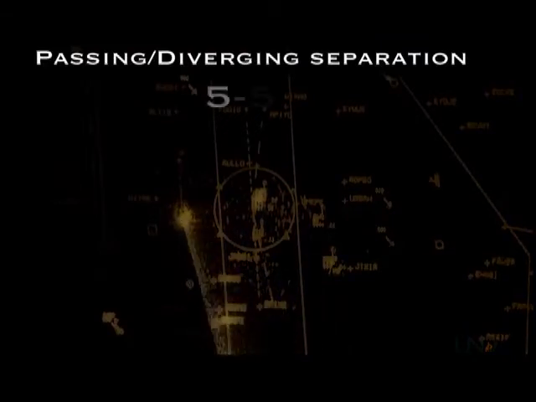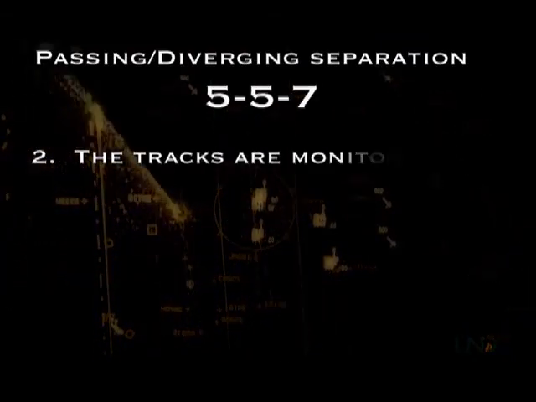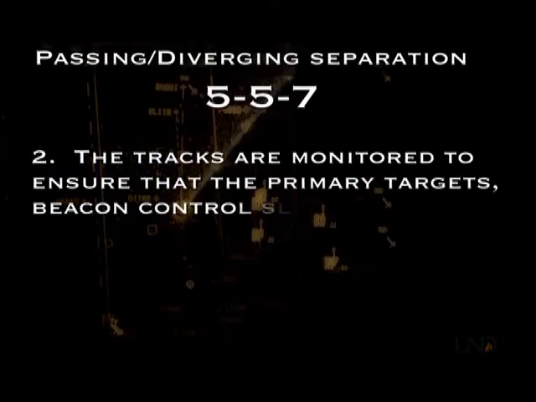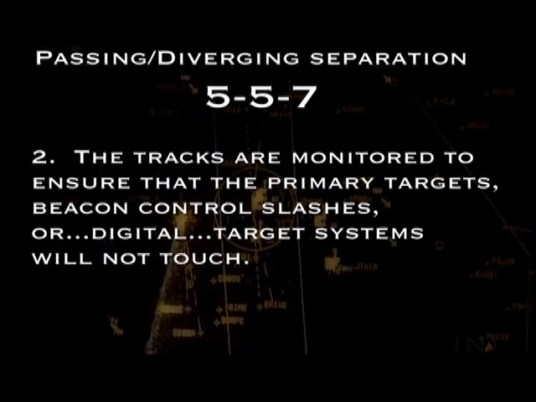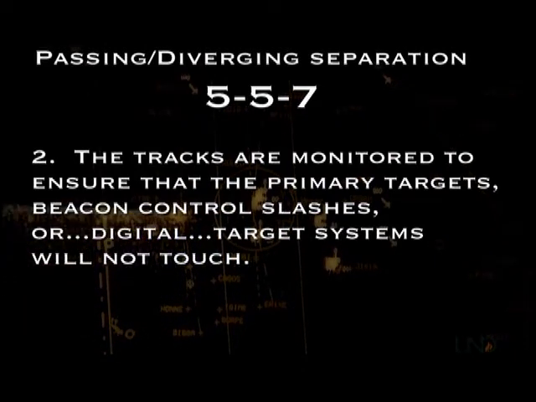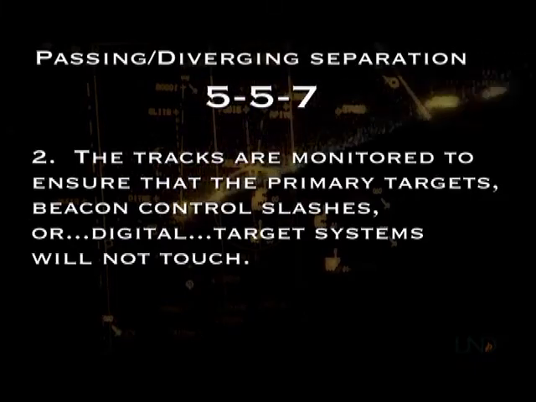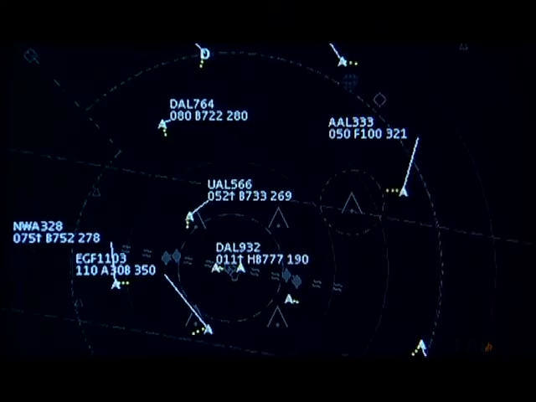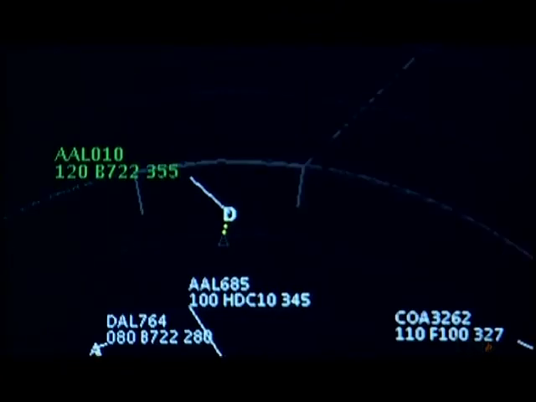There's one more rule in the 7110 regarding passing or diverging. The tracks are monitored to ensure that the primary targets, beacon control slashes, or digital target systems will not touch. Therefore, at no time when applying these rules can the targets touch on your radar display. Controlling a sector successfully and efficiently will require you to use all 3 types of separation together, so memorizing these rules and practicing in the lab is key.